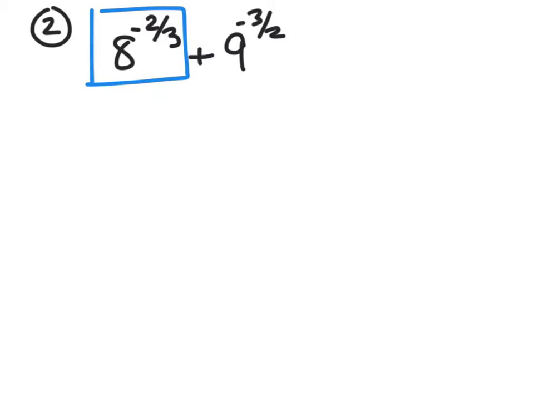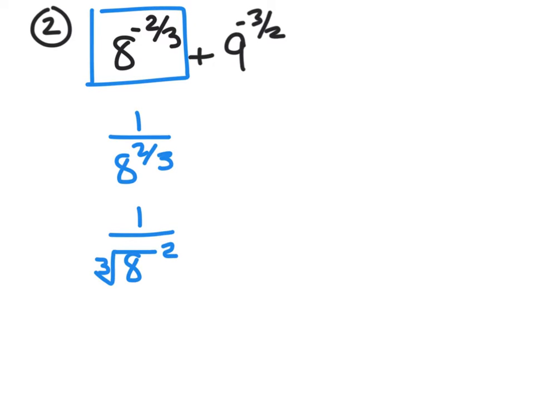First of all, the negative sign means you need to write it as 1 over 8 to the power 2/3. That's what the negative power means, write it as 1 over. Now we deal with the fractional power, and a fractional power means you've got a root sign. The little 3 on the bottom means that the 3 goes here, and the 2 on the top means it goes there. Now, the cube root of 8 is 2, and then 2 squared is 4. So this fraction becomes 1 over 4.